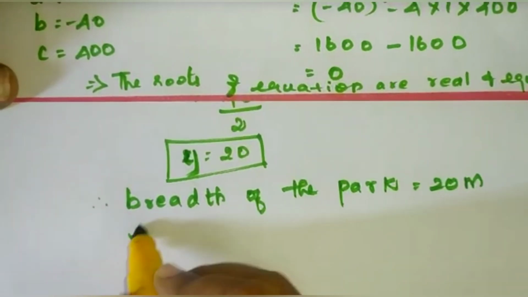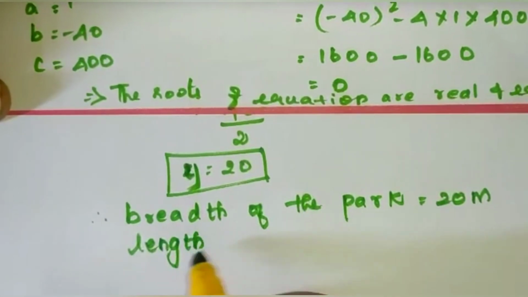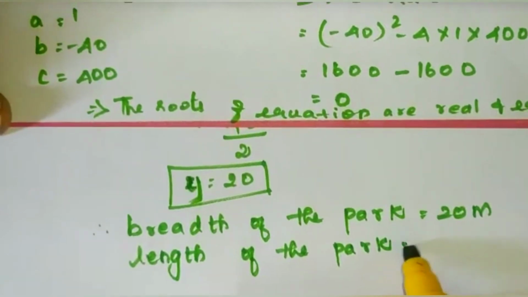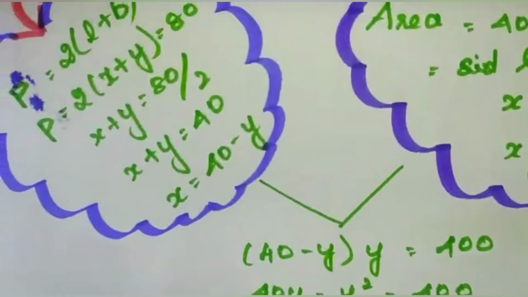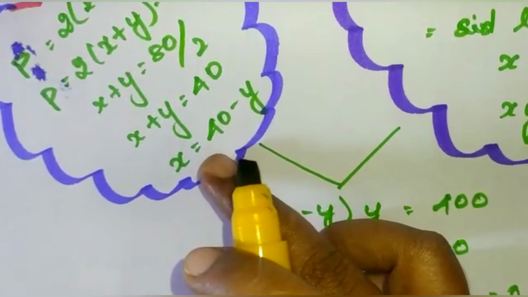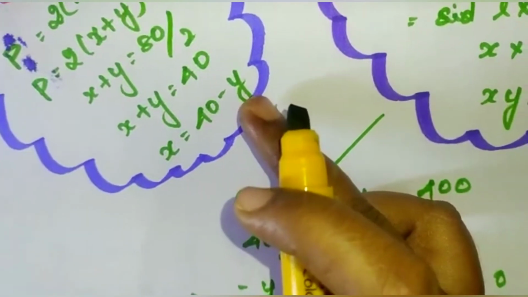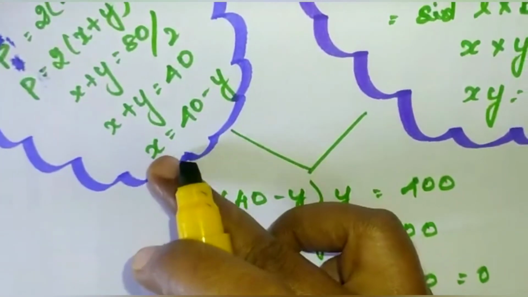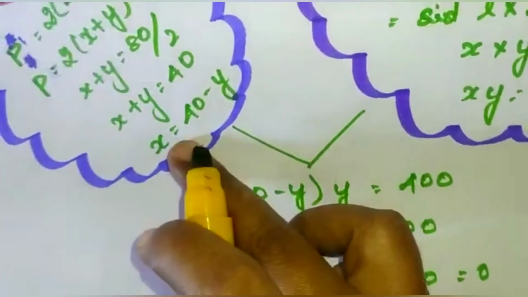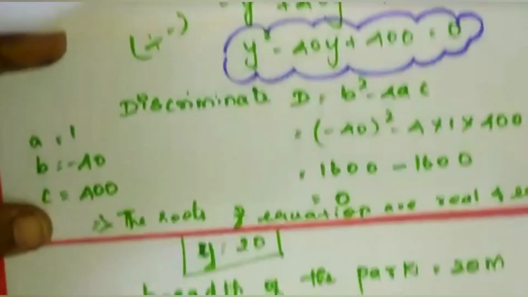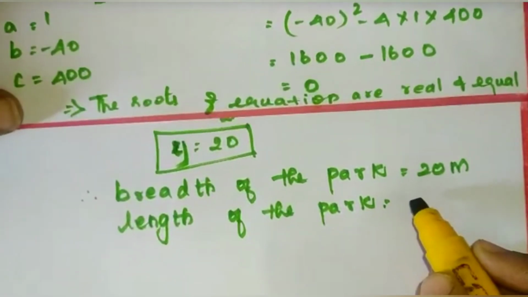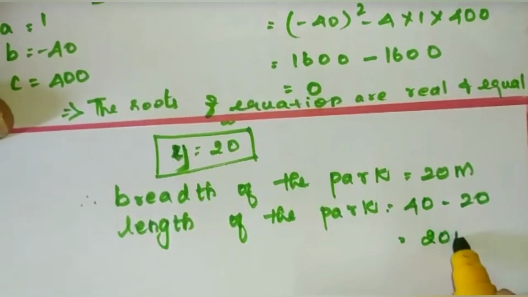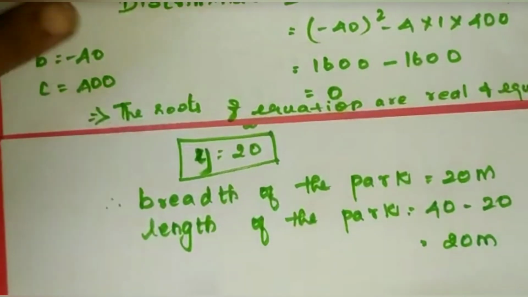And then the length also we have to find. How can we find the length? Length of the park is equal to, here we have this value, x is equal to 40 minus y. Instead of y we can substitute 20 and we can find the value of x. x is nothing but the length of the park. This is 40 minus 20 meter. Both length and breadth are 20 meter.